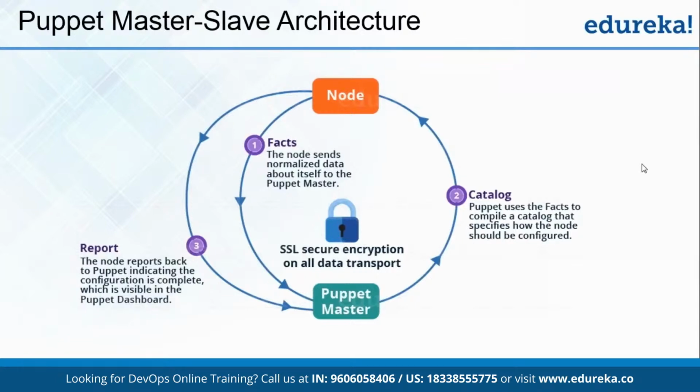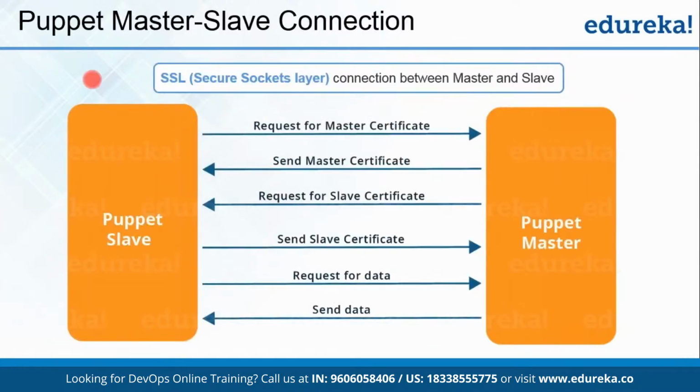Alright guys, so we'll move forward and we'll see how actually the connection between the Puppet master and Puppet node happens. So this is how the Puppet master and slave connection happens. First of all, the Puppet slave requests the Puppet master certificate. Once Puppet master receives that request, it will send the master certificate. And once the Puppet slave has received the master certificate, Puppet master will again send a request to the slave regarding its own certificate. So it will request the Puppet agent to send its own certificate. The Puppet slave will generate its own certificate and send it to Puppet master.